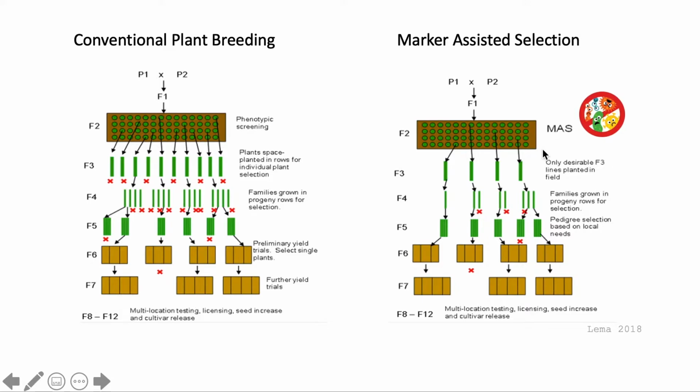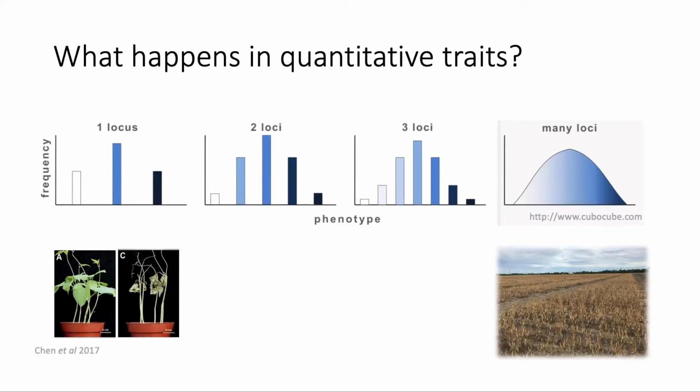And then we advance just the lines that have the molecular markers, and the remaining pipeline is pretty similar to conventional breeding. So the main difference is that here in early generations, I have a really good marker or a couple of markers that are good enough to select the lines. The molecular markers work pretty well to select germplasm in early generations when the phenotype that we're interested in is controlled by one locus or by a few loci.